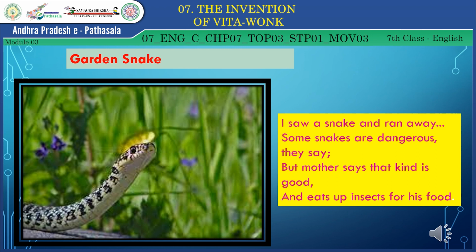I saw a snake and ran away. Some snakes are dangerous, they say, but mother says that kind is good and eats up insects for his food. The poem Garden Snake is a simplistic description of a harmless snake. The young child narrator encounters a snake in the garden and runs away from it out of fear. However, his mother informs him that certain kinds of snakes are not dangerous at all. They feed merely on insects.